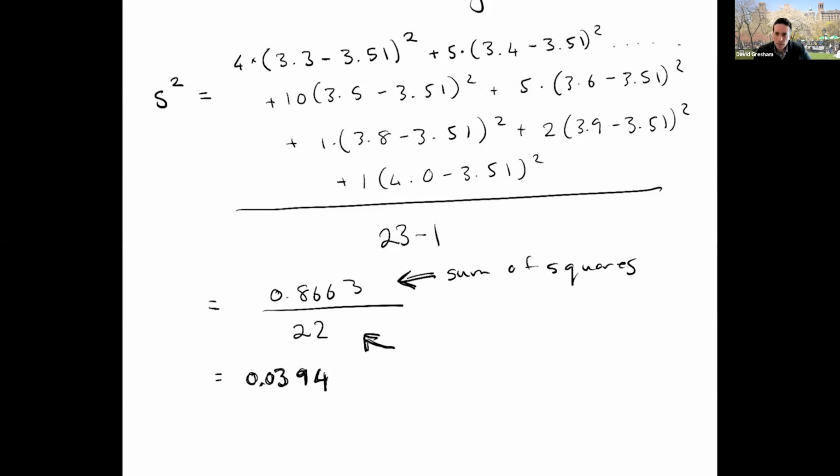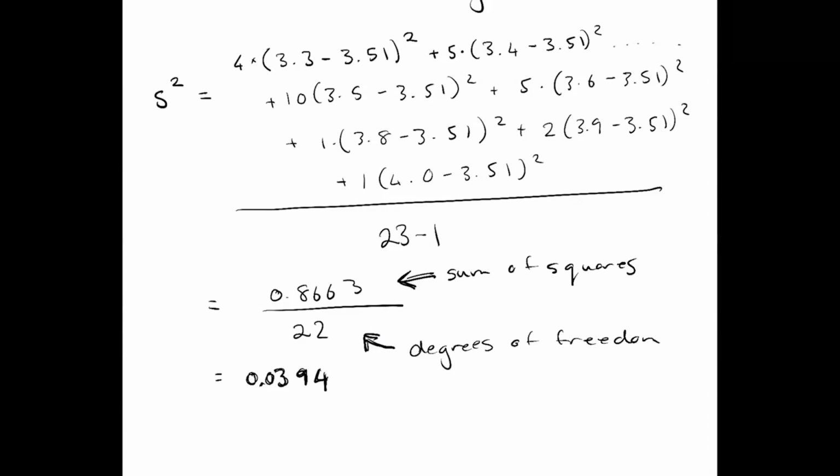And our denominator, what is the denominator? The degrees of freedom, okay? And so that's how we calculate the variance: taking the sum of squares, so the sum of squared differences of each of the values subtracted from the mean, squared so that negative values become positive, add them all up, divide by the degrees of freedom, we get 0.0394. So 0.0394 is the variance of our GPA data.